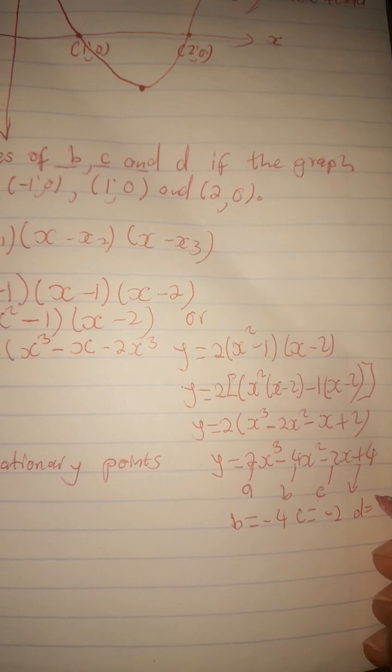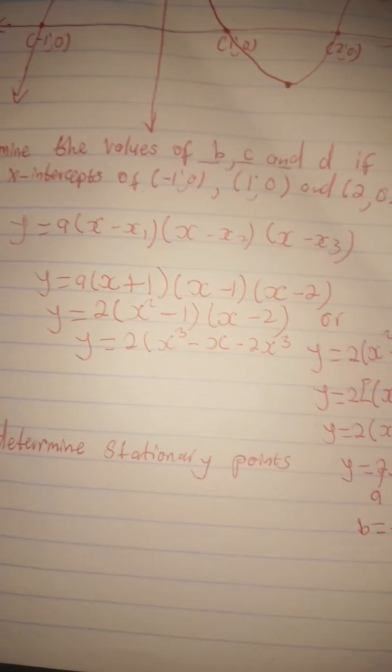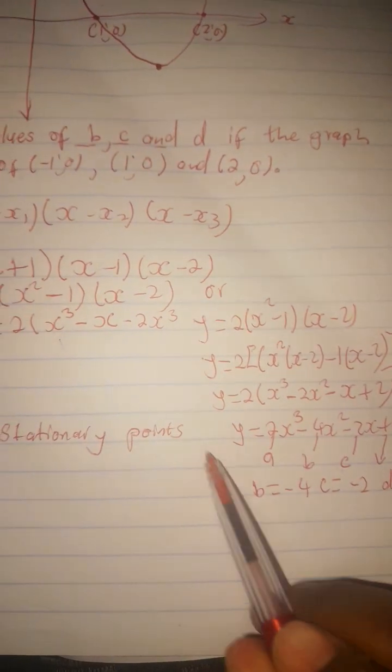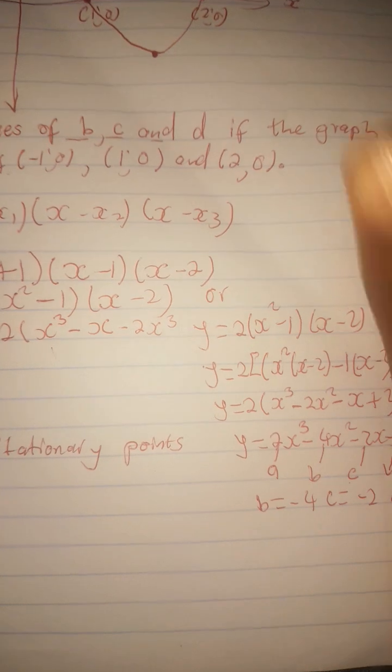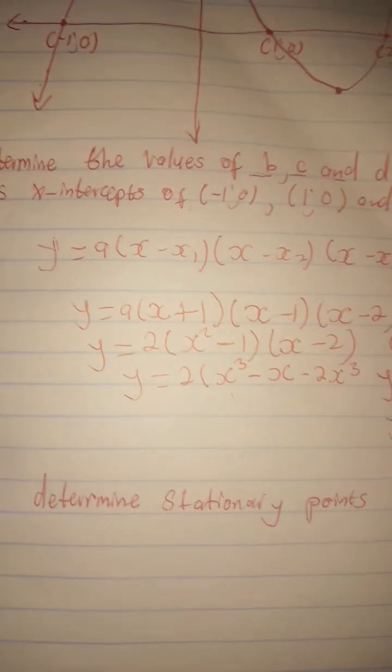D is equal to 4. Okay. Yes, that's what we are supposed to do. Even if you apply the fold method, you're still going to get the same thing. It's still going to be the same thing, right? Okay. So we are on our last question there.